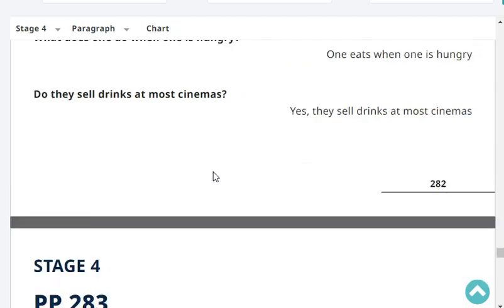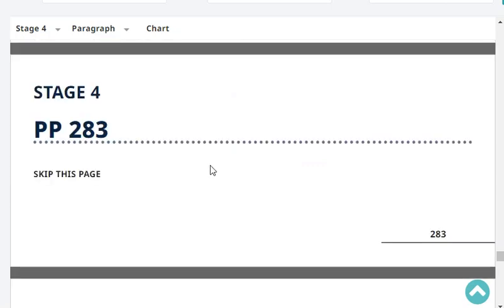Yes, they sell drinks at both cinemas. Very good.